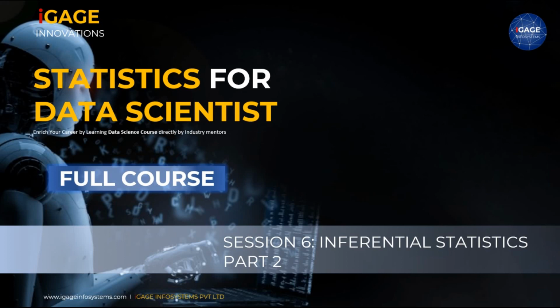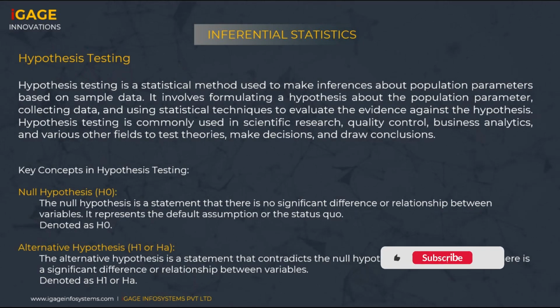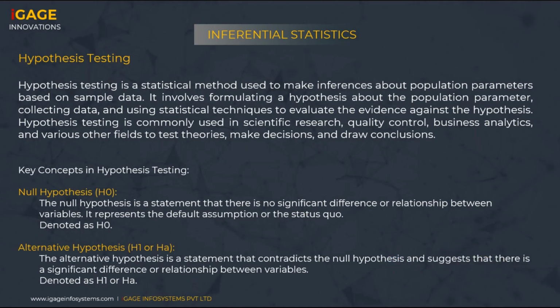We have started our inferential statistics, and this is part 2 of inferential statistics. In our previous session, we covered three important topics: sampling distribution, central limit theorem, and the confidence interval. Those are the important topics we have already completed. In today's session, we are going to talk about hypothesis testing.